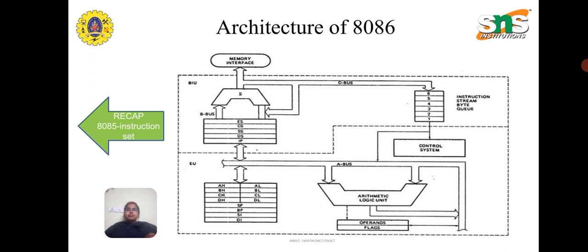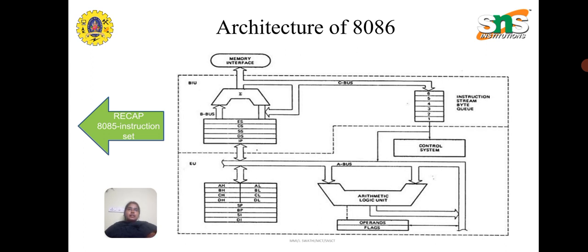And here you can see A, B, C, D. You have 4 registers high and 4 registers low, that is AH and AL, and we have the other SP, BP, SI and DI registers, which are used for storing and stack pointer purposes, and we also have the control bus in the execution unit.